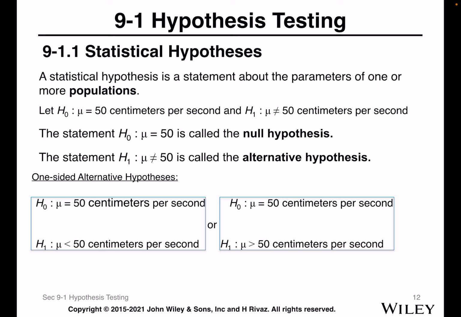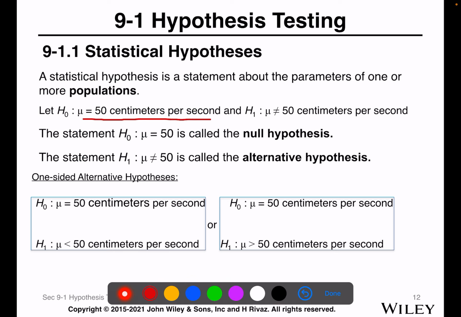So the statement, for example, our null hypothesis is that the mean is 50 centimeters per second, right? We are looking at the velocity of something. And the alternative hypothesis is that the mean is not 50 centimeters per second, right? So this is called two-sided hypothesis testing, right? Two-sided meaning that in H1 we don't specify whether the mean can be more than a number or less than a number, right? We just say it's not equal to, right?